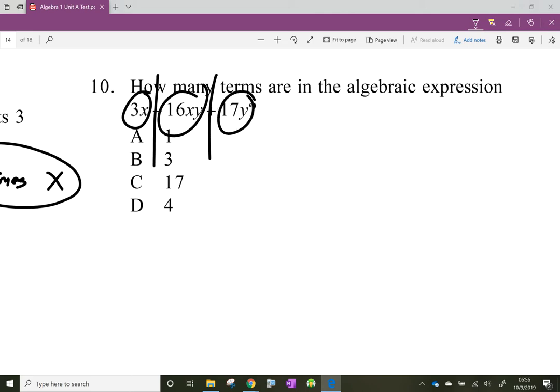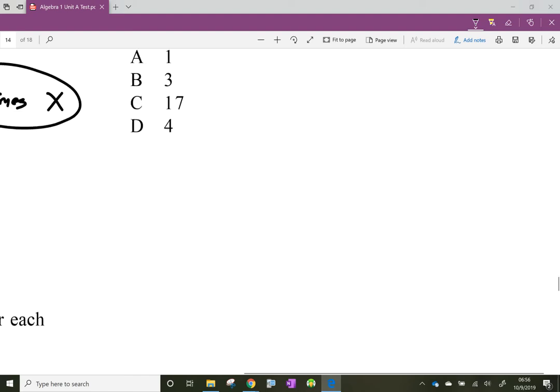There's 3 spaces here, 3 separate terms. The xy, even though it's 2 letters, they're stuck together, which means they're part of the same term. So that does count as just one term. All terms are only going to be separated by plus signs and minus signs. So the answer here is that there are 3 terms.